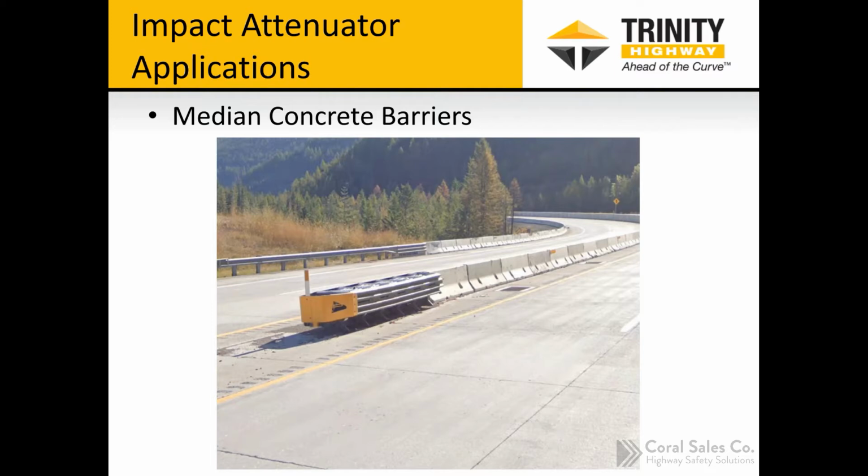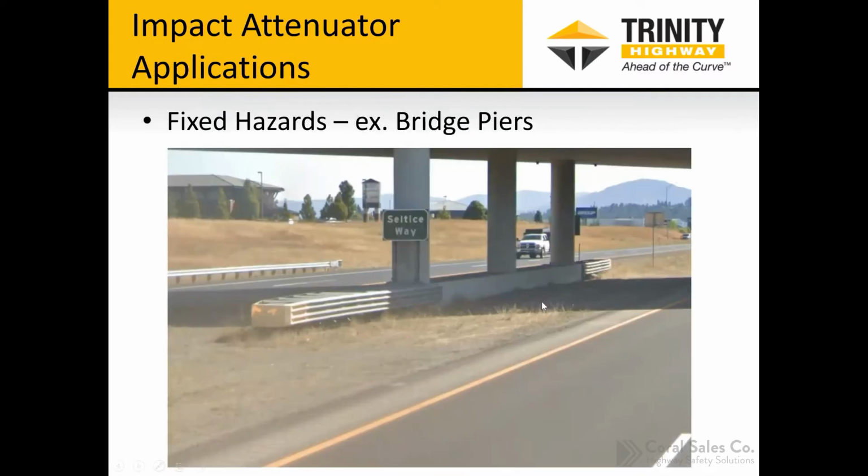Here's another application. This is a median concrete barrier. In this case, they have a need to U-turn snow plows in the median. So they've had a concrete barrier opening, and they have crash cushions protecting each end in the median there. And then here's a fixed hazard, a bridge pier in the middle of I-90. This is in Post Falls, Idaho. So that gives you a few applications of the various units.